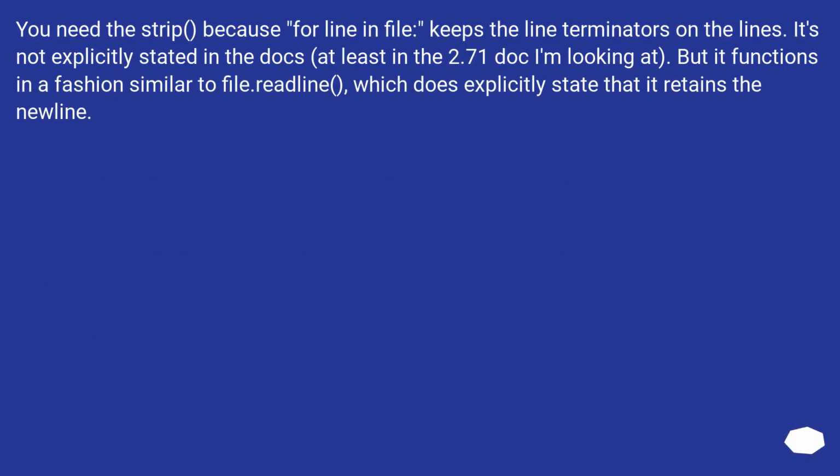You need the strip because for line in file keeps the line terminators on the lines. It's not explicitly stated in the docs, at least in the 2.7.1 doc I'm looking at. But it functions in a fashion similar to file.readline, which does explicitly state that it retains the newline.